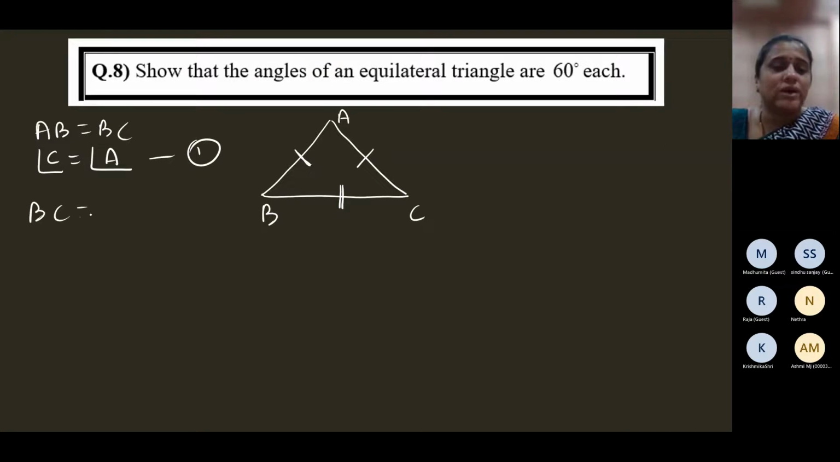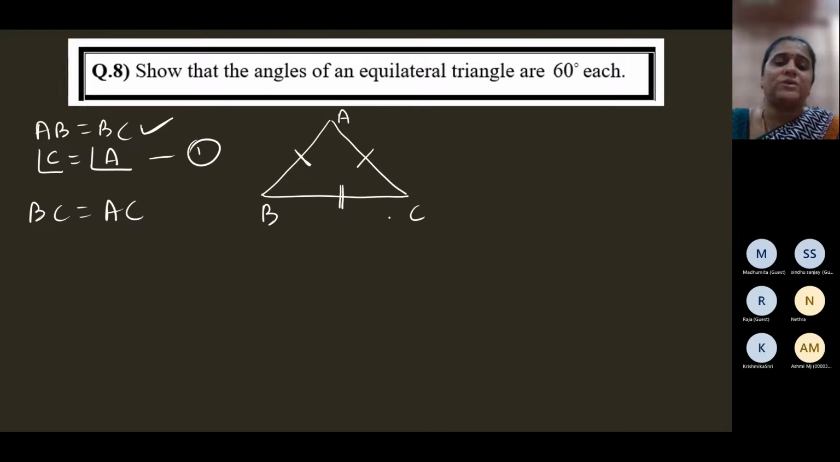Take BC is equal to AC. See, AB is equal to BC is equal to AC. All the 3 sides are equal because we are not proving it's an equilateral triangle. We are given an equilateral triangle, and we have to show that each angle is 60 degrees. We are taking two at a time. AB is equal to BC. We know that when two sides are equal, the angles opposite to them are also equal. So we have C is equal to A.